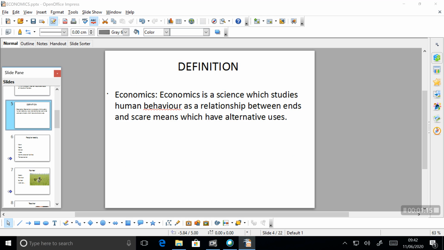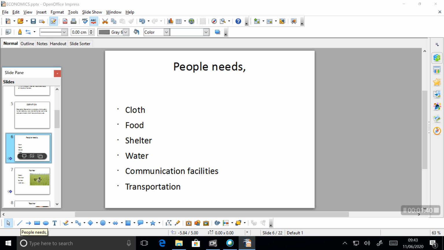Then what do you mean by economics? Economics is a science which studies human behavior as the relationship between ends and scarce means which have alternative uses. It is a study of the relationship between ends and scarce means which have alternative uses. People need so many goods and services in their daily life. The important needs of people are cloth, food, shelter, water, communication facilities, transportation, etc.